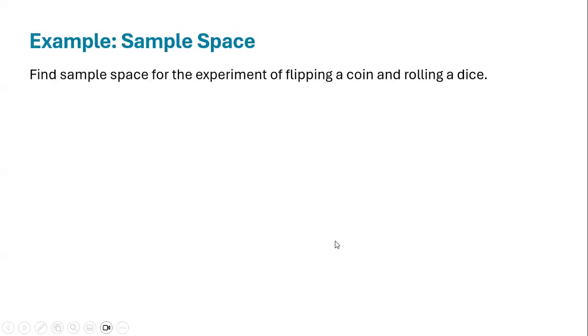So let's look at an example. It says find a sample space for the experiment of flipping a coin and rolling a die. This time we want to flip a coin and roll a die at the same time. So you want to write the sample space. That means you want to write all of the possible outcomes. When you flip a coin, there are 2 possible outcomes, head or tail. When you roll a die, there are 6 possible outcomes, numbers 1, 2, 3, 4 to 6.